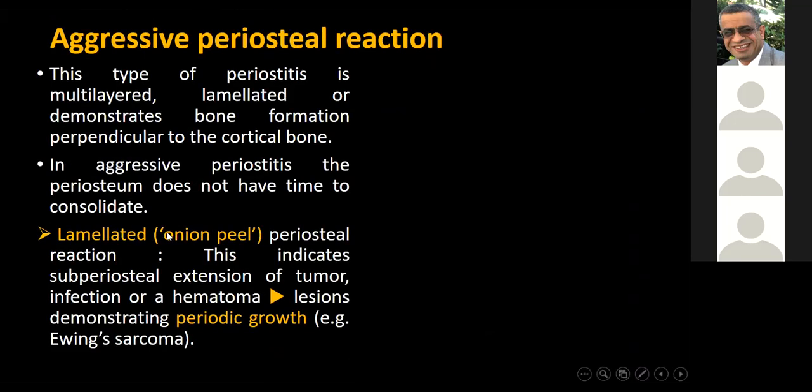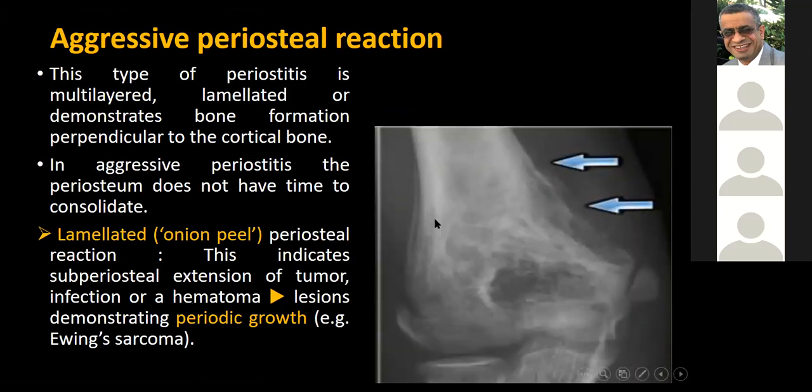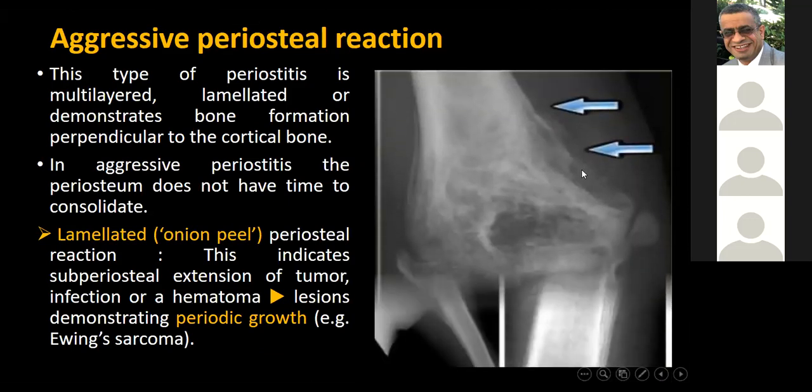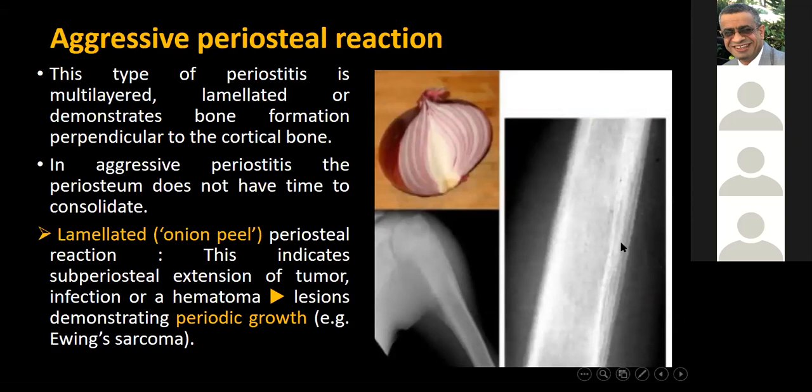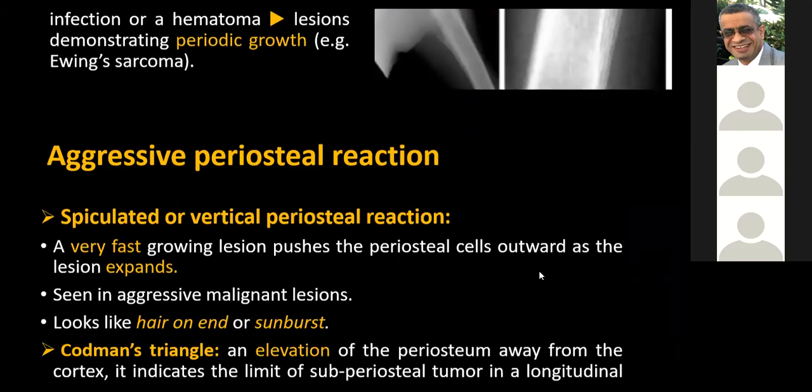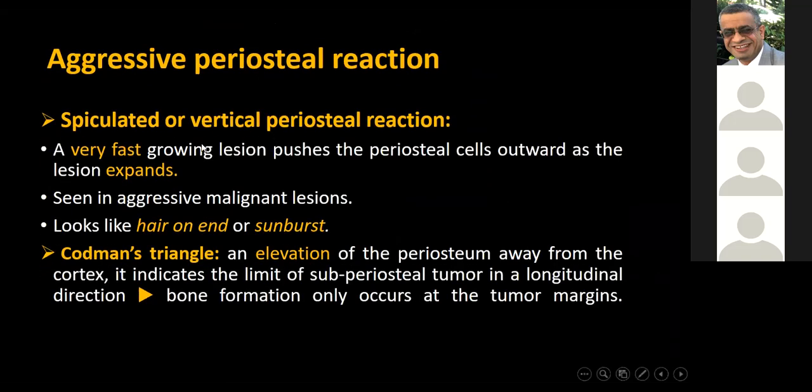The laminated or onion peel periosteal reaction indicates a subperiosteal extension of the tumor or infection. The lesion has periodic growth, as in the case of Ewing sarcoma. This is a multi-layered or multi-lamellated onion peel appearance. The spiculated or vertical periosteal reaction is seen with a very fast-growing lesion that pushes the periosteum outward as the lesion expands. Seen in aggressive malignant lesions, it looks like hair on end or sunburst.